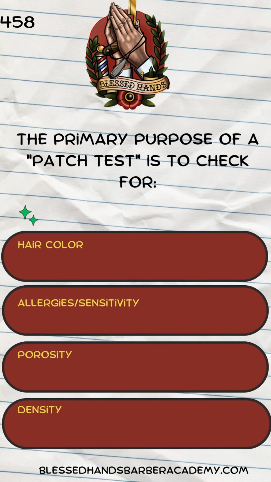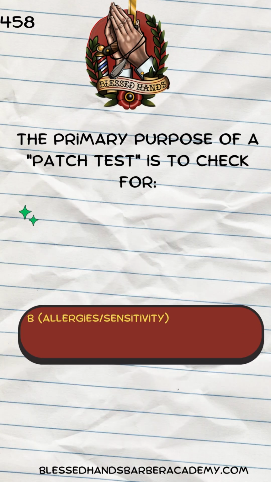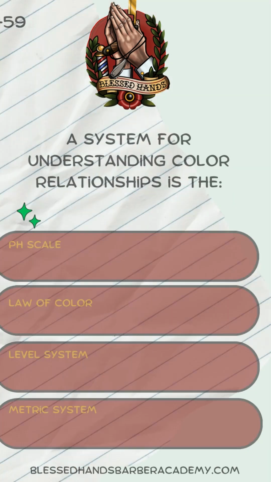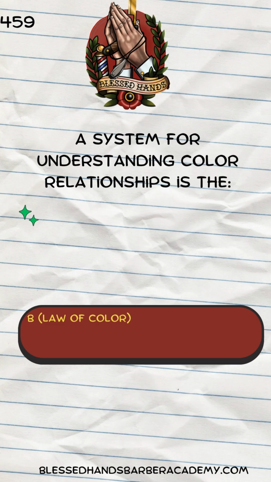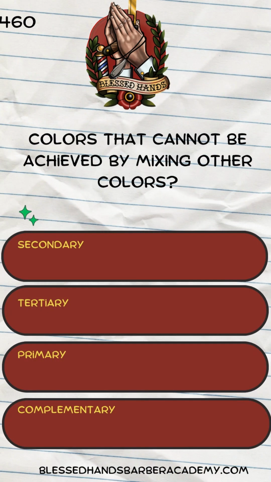The primary purpose of a patch test is to check for hair color, allergies/sensitivity, porosity, density. B. Allergies/sensitivity. A system for understanding color relationships is the pH scale, law of color, level system, metric system. B. Law of color. Colors that cannot be achieved by mixing other colors. Secondary, tertiary, primary, complementary. C.